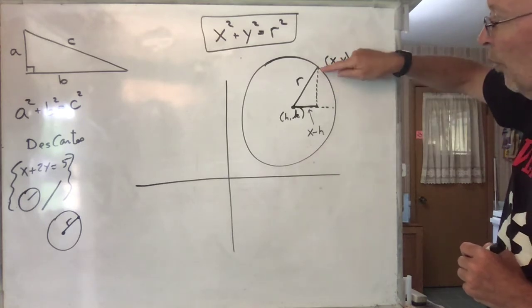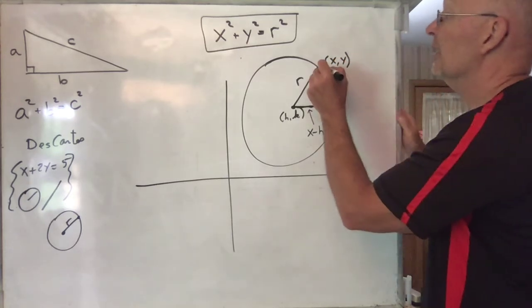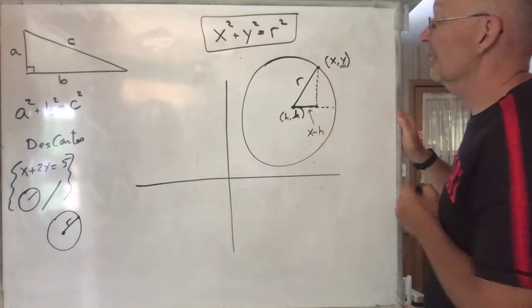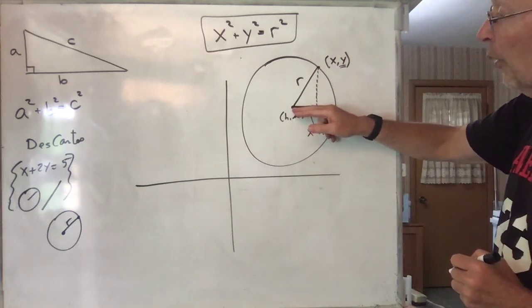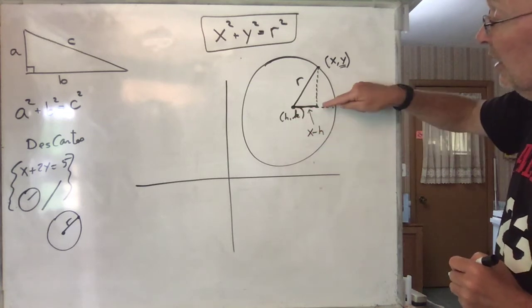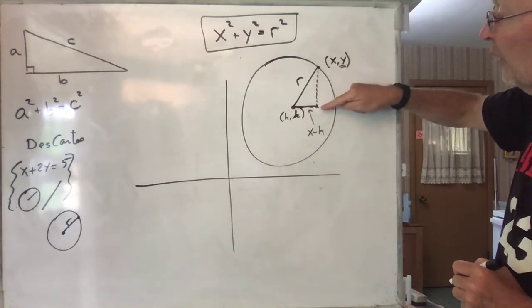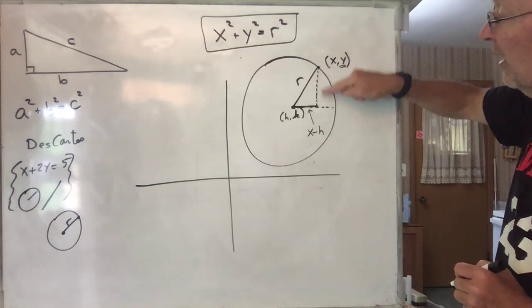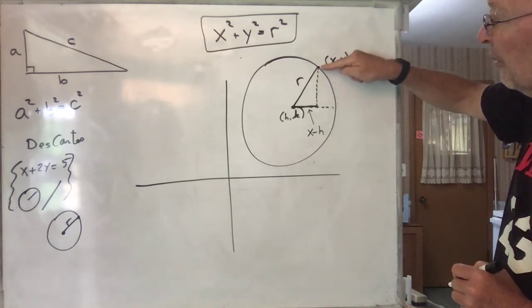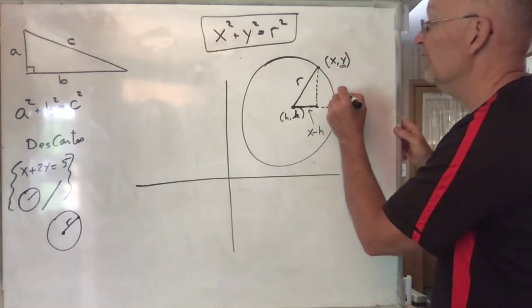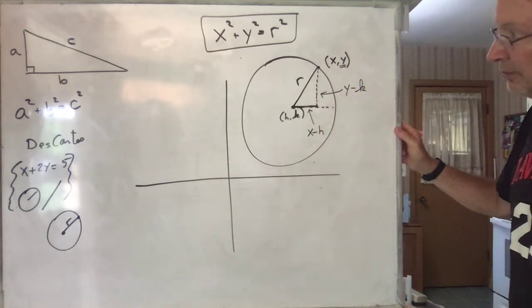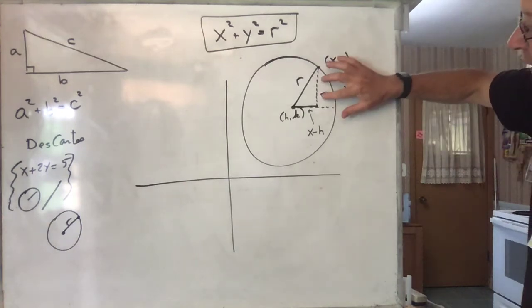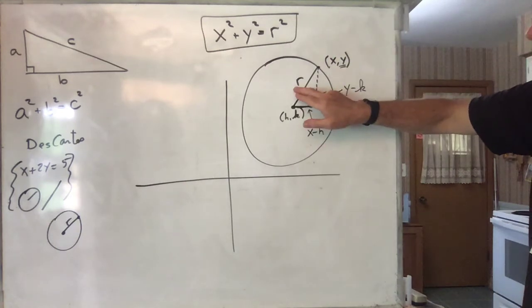Similarly, the y coordinate of this point is y. That's the vertical coordinate. The vertical coordinate of this point is k. So to go from here to here meant we went from k up to y. So the distance from here to here, you take the bigger one minus the smaller one, must be y minus k. So now we have this length, and we have this length, and we have this length.